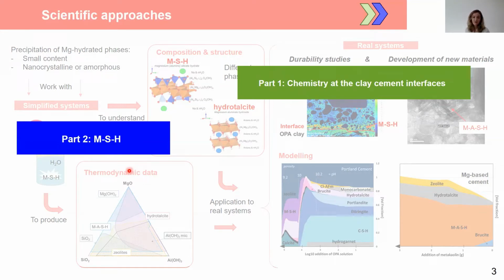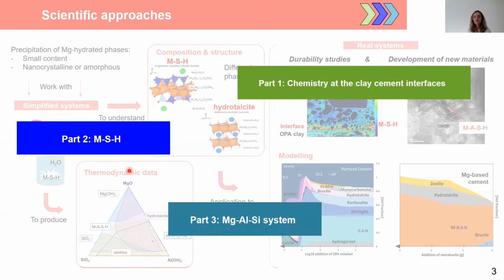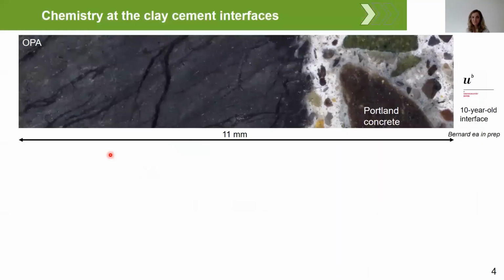In the second part, I would like to give some updates on a simple system I deeply studied. It's magnesium silicate hydrate, M-S-H, and particularly the formation of this phase, and also give some details on its structure because it's quite different from C-S-H. And finally, in the third part, we will look at the stability of the magnesium aluminum silicate system, and specifically the stability between M-S-H and hydrotalcite, both with experiment and modeling, in the context of development of new binders.